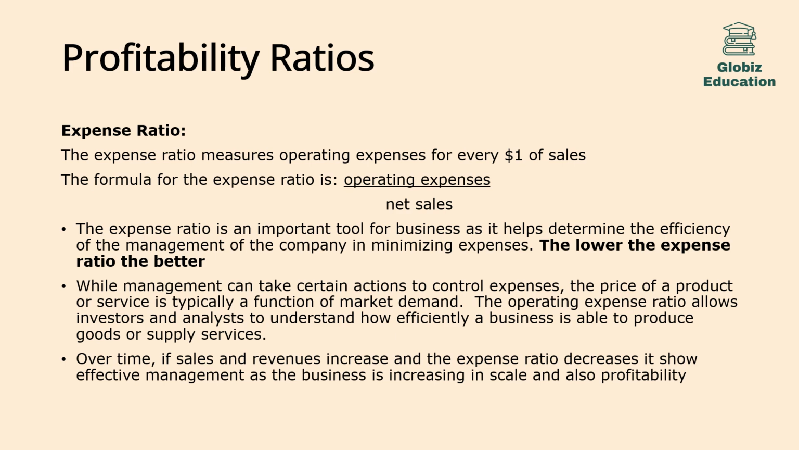So the expense ratio is sometimes tricky because this one, we want it to be small. So operating expenses over net sales is the calculation, and if the management of a business can minimize the expense ratio, it really does show sound financial management, because that's great. We want our operating expenses to be as low as possible to really increase the profitability of the business. So if a business is successful in increasing sales and revenues whilst maintaining or decreasing its expenses as the business scales, this is a really good sign for effective financial management.